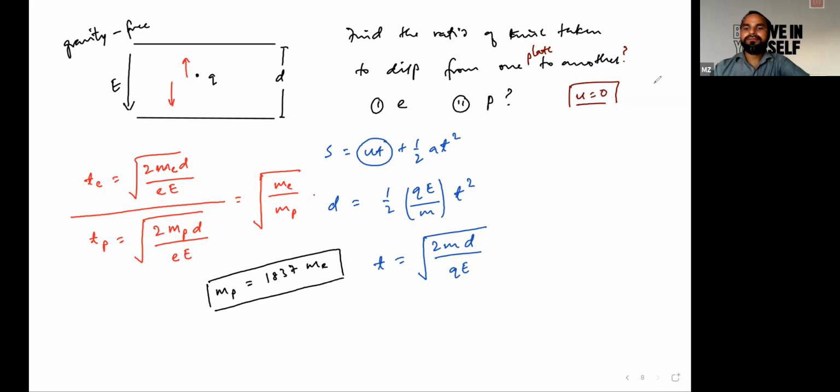Is it clear? Yes, sir. But there is a condition. In case of gravity, time is equal to root under 2 times d by g. Here time is independent of the mass of the particle, but in this condition, time is mass dependent. So we can say that if any particle is thrown between two different regions under gravity, and the distance between the two regions is the same, then it will take equal time. Okay, yes, sir, understood.